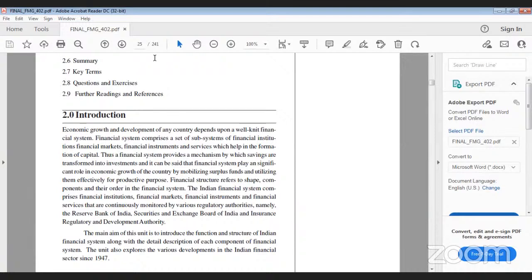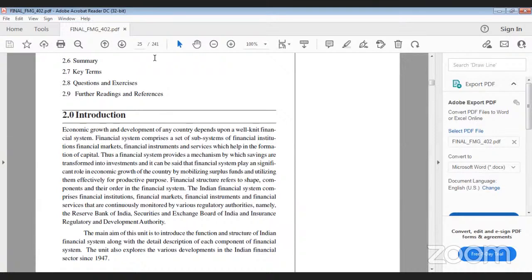The financial system comprises financial institutions and financial markets. The financial institutions and financial services are continuously monitored by various regulatory authorities, namely the Reserve Bank of India, Securities and Exchange Board of India, and Insurance Regulatory and Development Authority. The main aim of the unit is to introduce the structure of the Indian financial system along with a detailed description of components like the financial system.